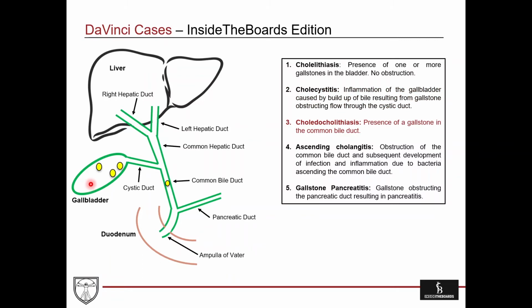So now we move down to choledocholithiasis. So that's where a gallstone kind of leaves the gallbladder, makes its way through the cystic duct, but then gets stuck in the common bile duct. Now, at this point, it's just the presence of a stone.